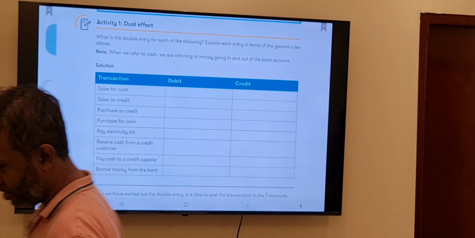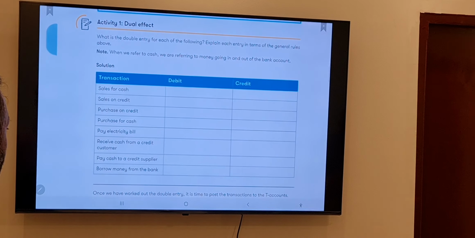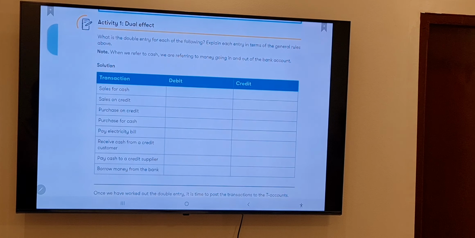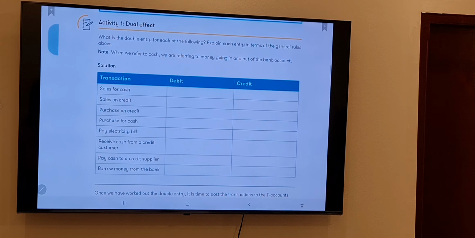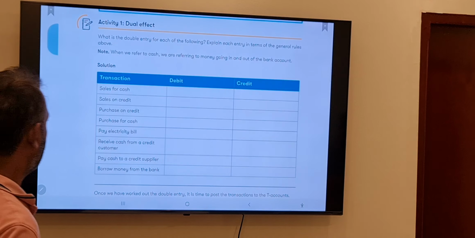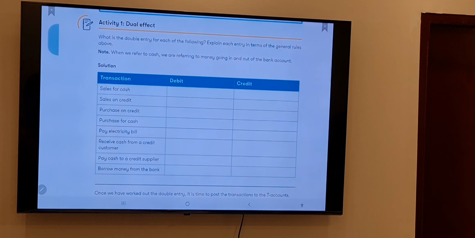Welcome back to our financial accounting discussion. We discussed last class the double entry rules, where to debit and where to credit. Can we use that knowledge to complete this table? Sales for cash, Mr. Homi, where will I debit and where will I credit? Debit. Sales credit, cash debit. Yes, the sales I will credit and then the cash debit.